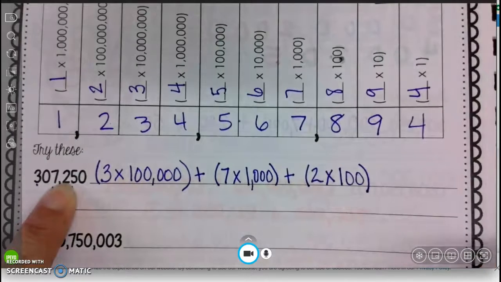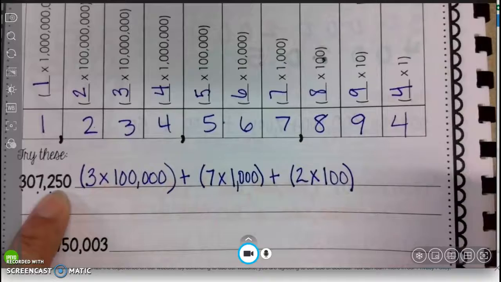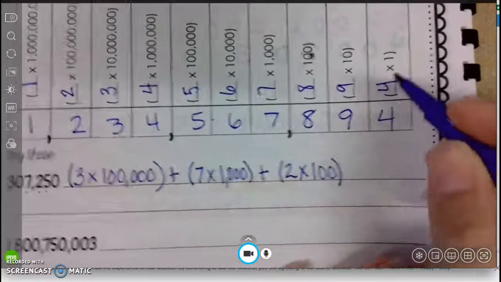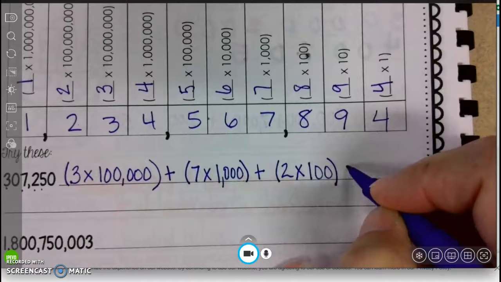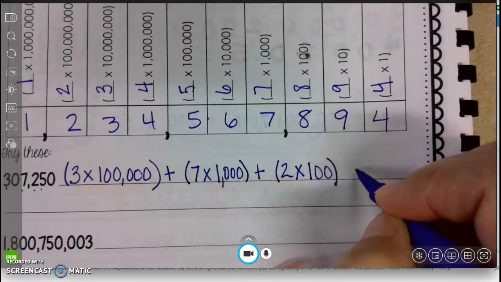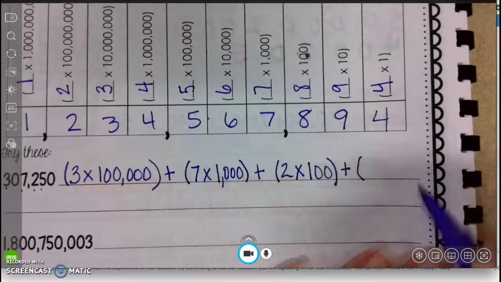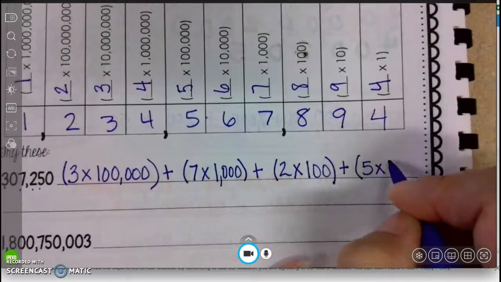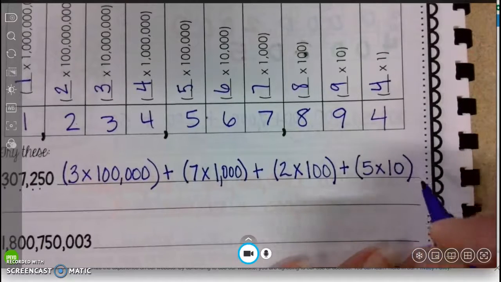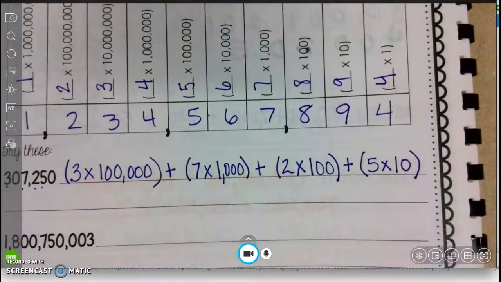Then I'm going to close my parentheses, and then I'm going to make a new parentheses set for the next digit. What's our next digit? 5. What am I going to put right here? 10. You're a little bit ahead. What goes in between my groups of parentheses? Good. So I'm going to put an addition sign, open parentheses, and then my digit is 5. And what am I going to multiply times 5? 10. Good. Why 10? Because it's in the tens place. Awesome.